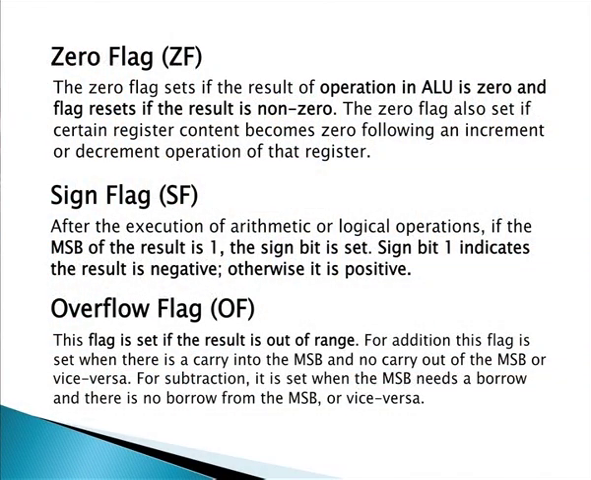This flag is set if the result is out of range. For addition, this flag is set when there is a carry into the MSB and no carry out of the MSB, or vice versa. Similarly, for subtraction, it is set when the MSB needs a borrow and there is no borrow from MSB, or vice versa.